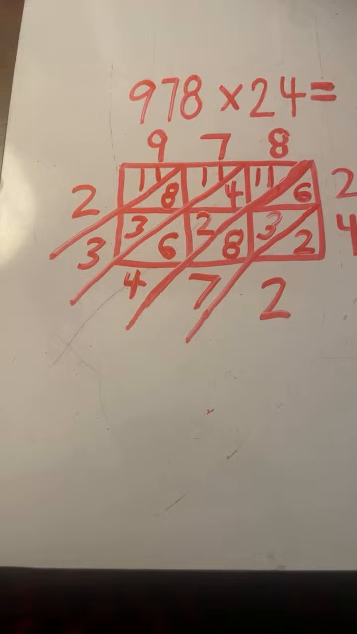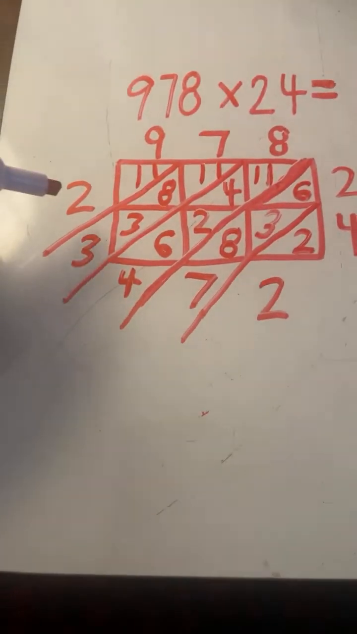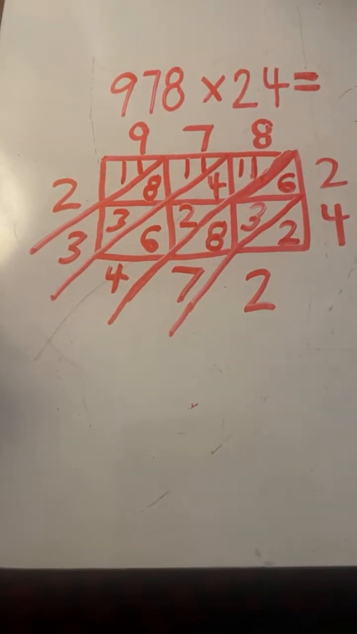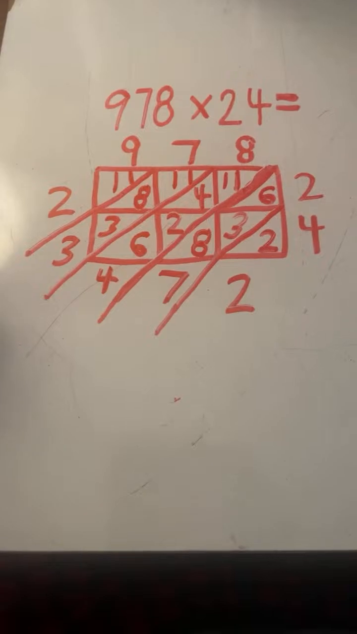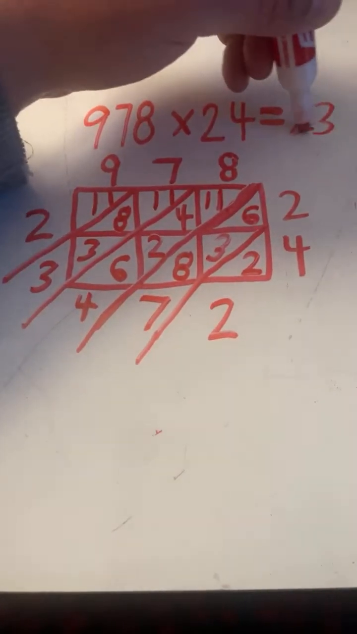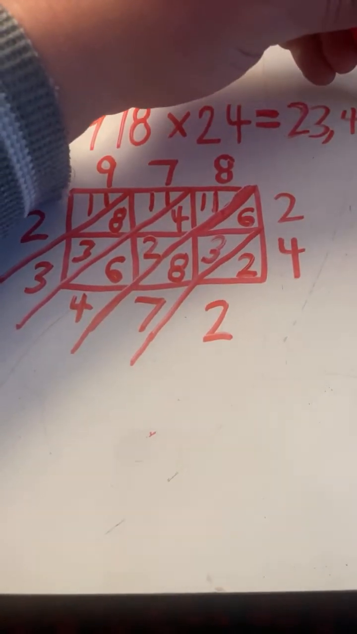Now we look at our numbers on the outside of the square, and we read them from left to right. So we have 23,472. So 978 times 24 equals 23,472.